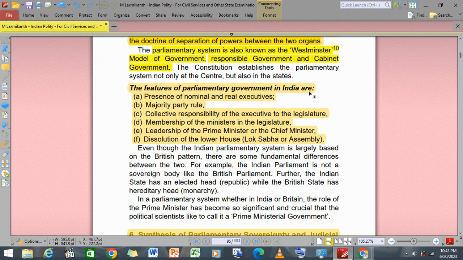Features of the parliamentary form of government: the presence of nominal and real executives, majority party rule, and collective responsibility of the executive to the legislature.